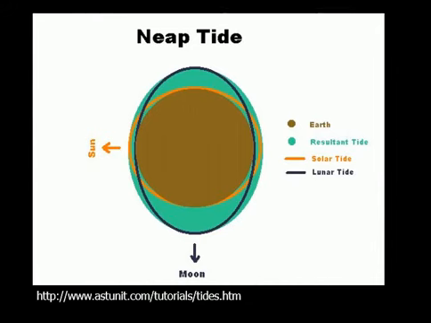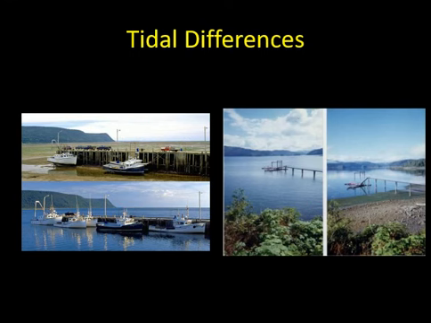In this image here, you can see how the solar tide is tugging from right to left, and the lunar tide is tugging up and down. The result of that cancels each other out a little bit, and the resultant tide isn't nearly as big as during our spring tides. Some cool places in the world where you can really see these tidal differences are the Bay of Fundy and Severn Bay in the UK.